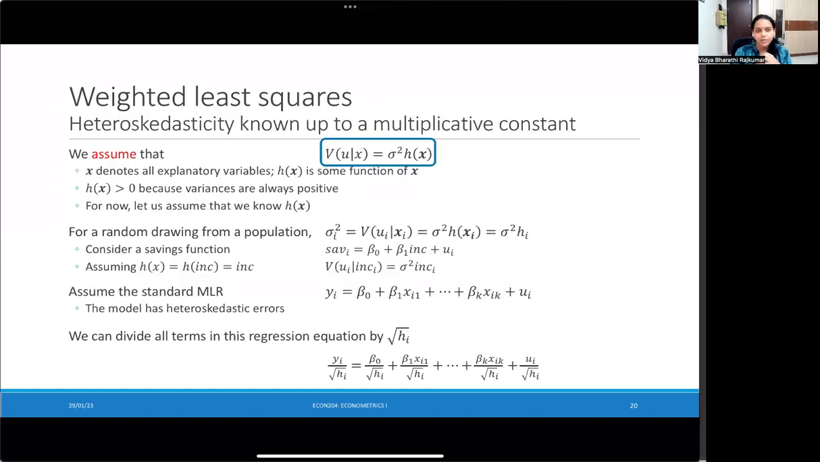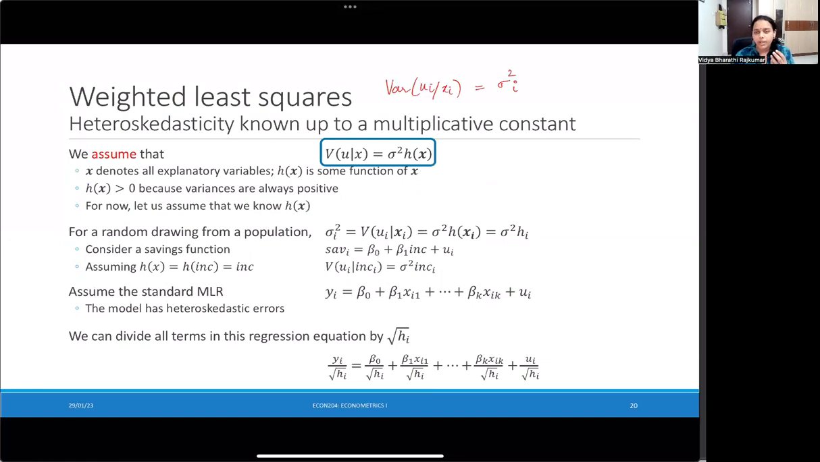First, we'll focus on the very simple case where we can express the exact form of heteroscedasticity, and we actually know the general nature up to a multiplicative constant. What do I mean by this? Well, whenever there is heteroscedasticity, the variance of u_i given x_i is sigma squared sub i. It is no longer a constant, but varies with the x's.